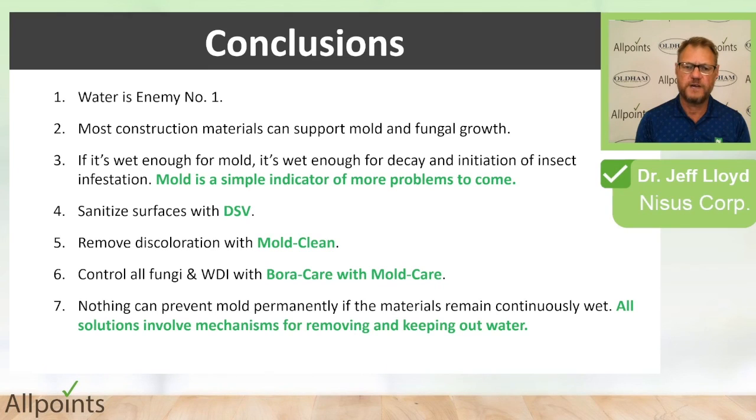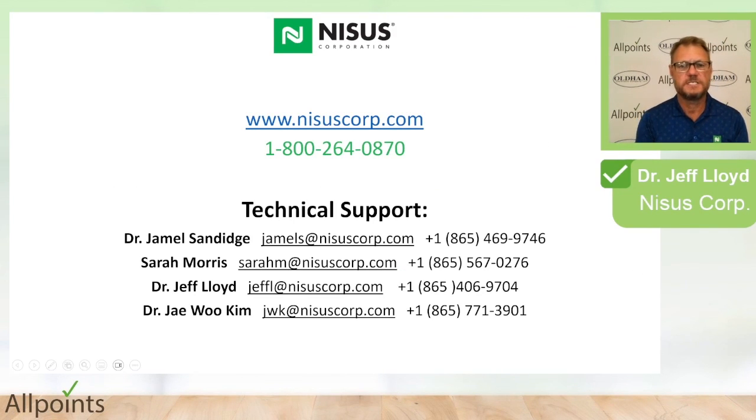Ultimately though, nothing can prevent fungal growth permanently if the materials remain continuously wet. All the solutions involve mechanisms for removing and keeping water out. So with a flooded structure, make sure you get it dried out, and with regular homes, do make sure the relative humidity is less than 80%, and if it's going to be higher than 80% in certain areas such as crawl spaces, make sure you're taking appropriate steps to control that moisture and keep it lower than that 80%, and the wood less than the 20% moisture content.